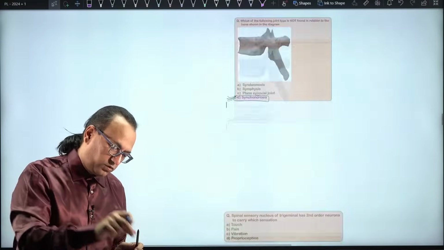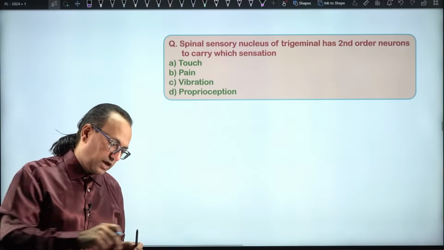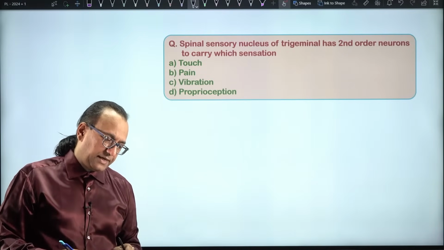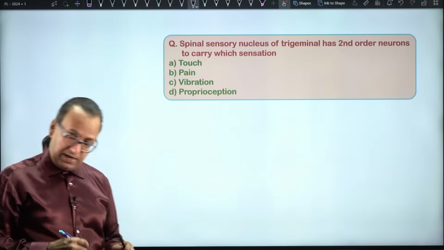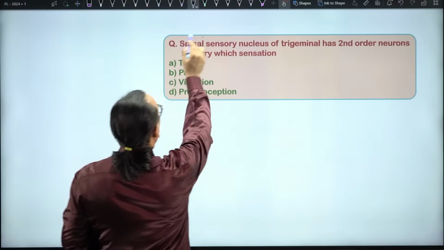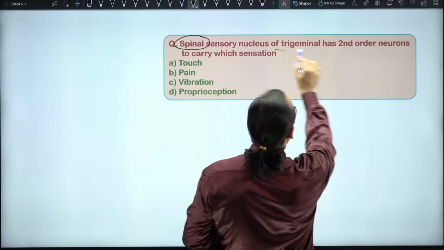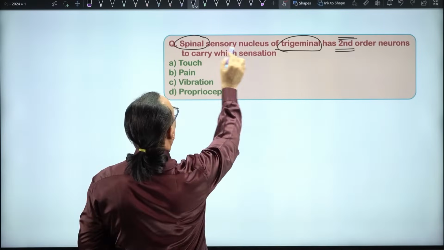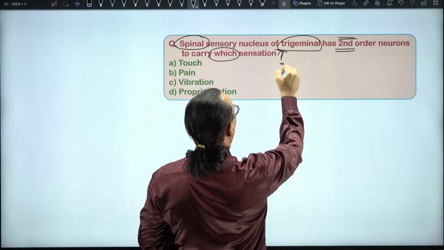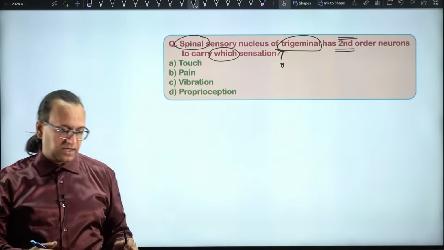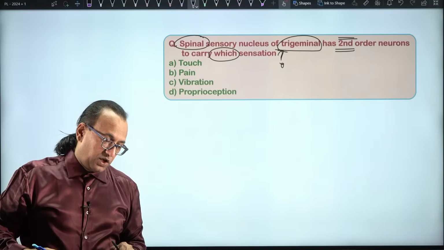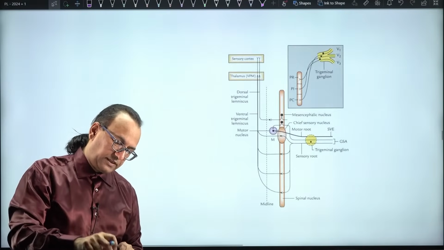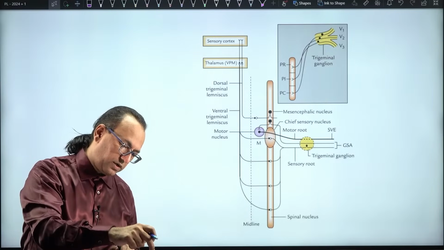Now, as we move on to the next question, it is a question which is asking us about the spinal sensory nucleus of trigeminal, and this spinal sensory nucleus of trigeminal is going to have second order neurons to carry which sensation? Now before you answer this question, let us look at the details, and the details you will find here. This is the diagram which will tell you about the details.